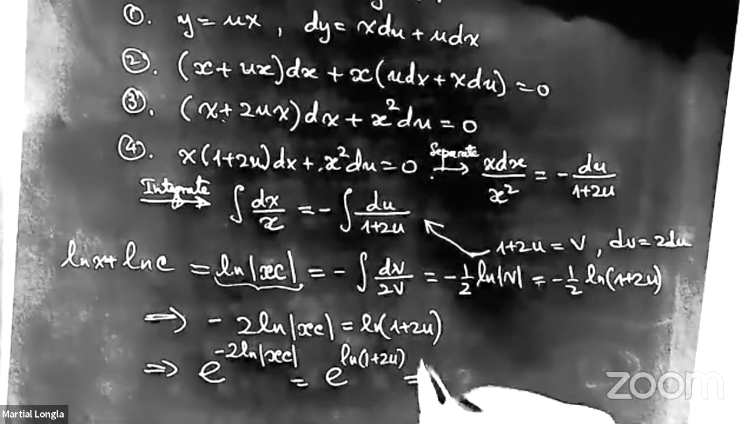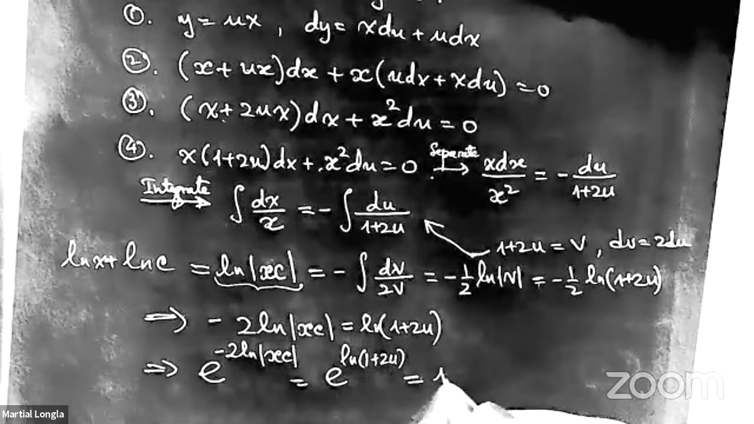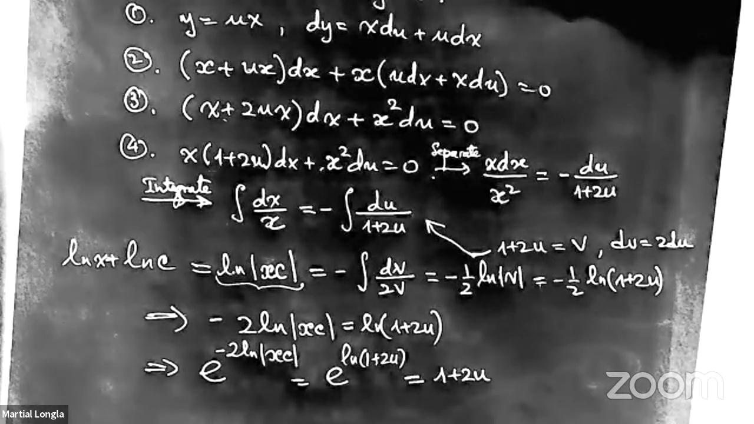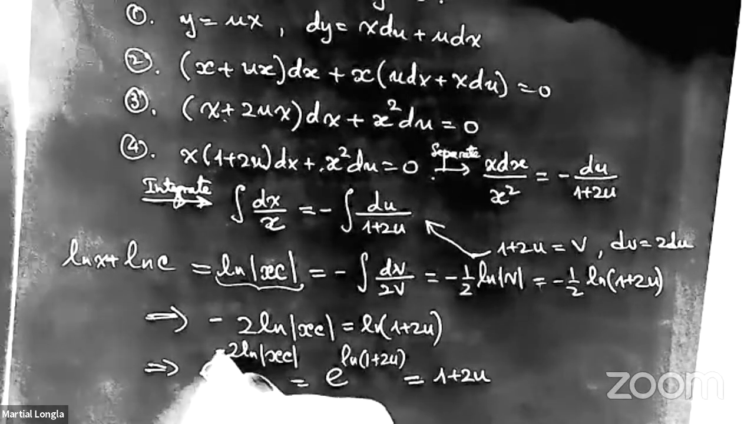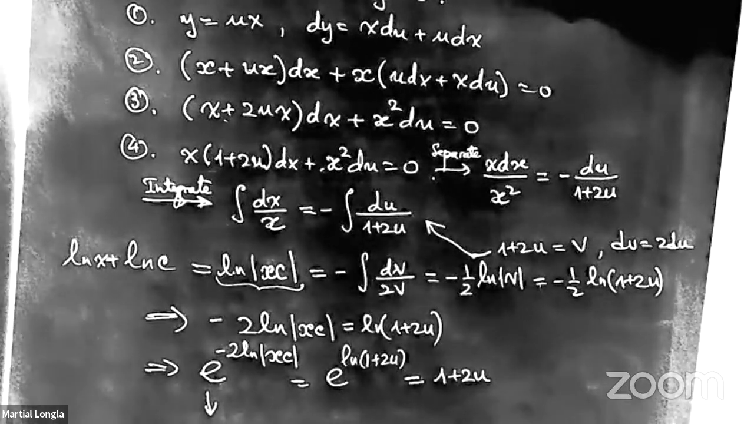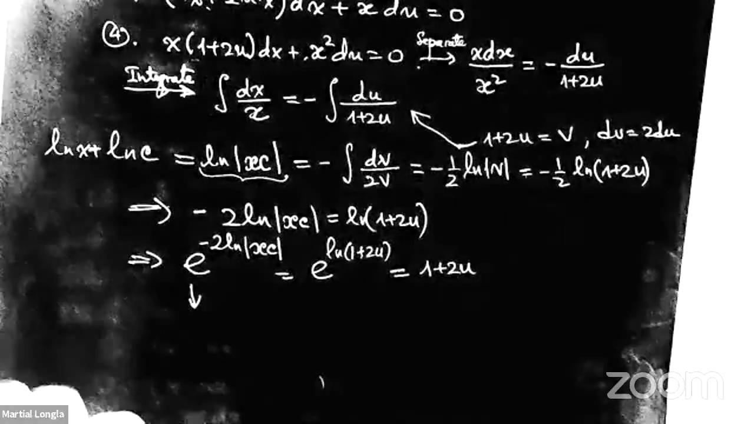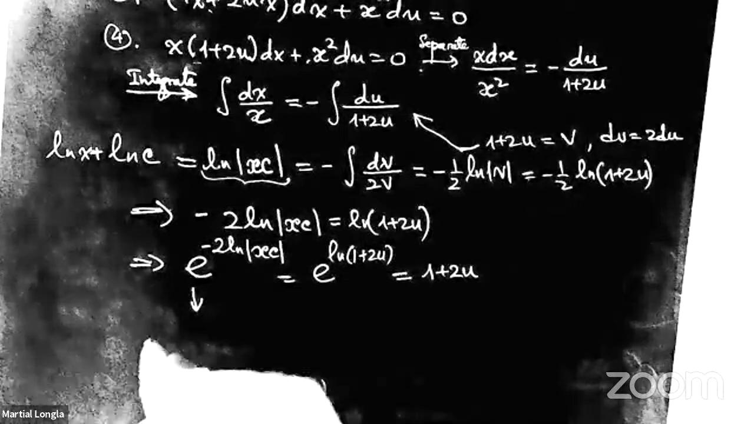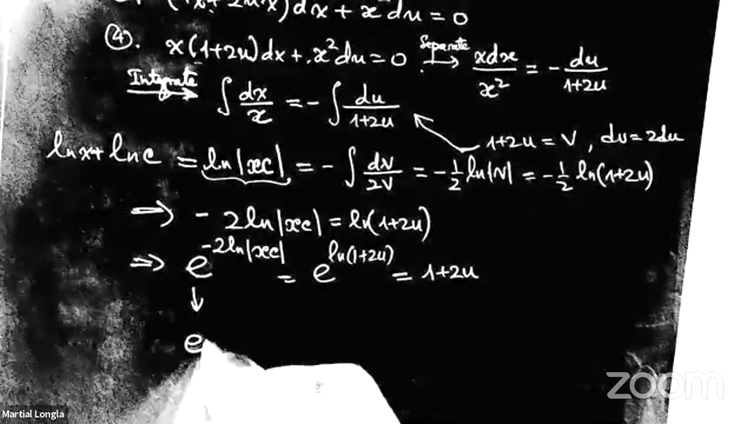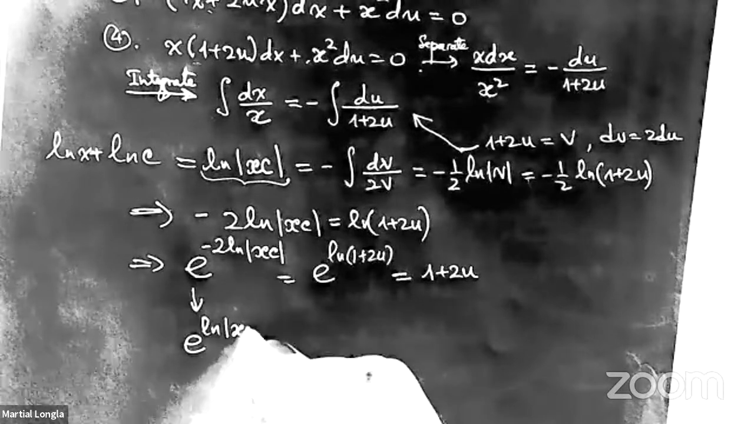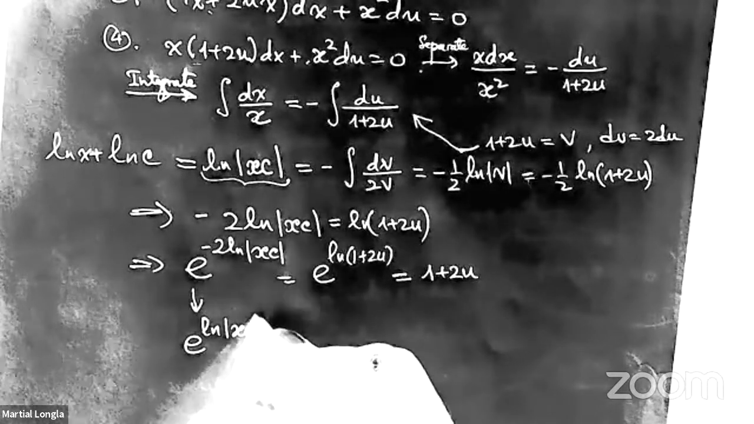Now, exponential of natural log is just what is inside there. So that's 1 plus 2u. The exponential of a negative number, this is where your problem is. And if you forget about what we are doing, then you might have issues with some of your problems when we start a new topic. So this is going to be exponential of natural log of absolute value of xc raised to the power minus 2.